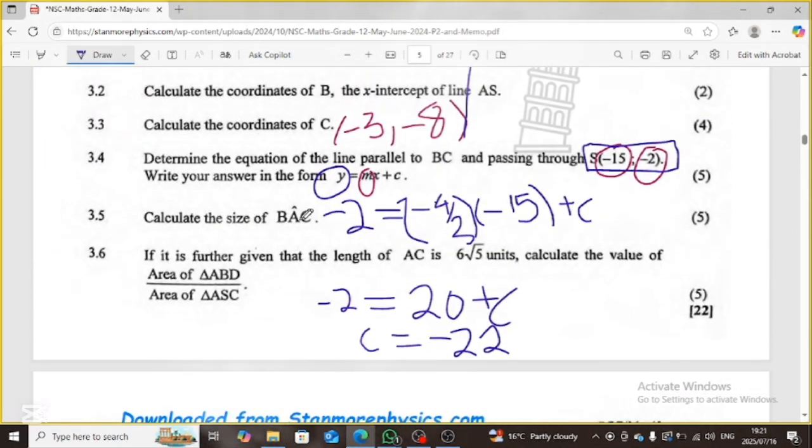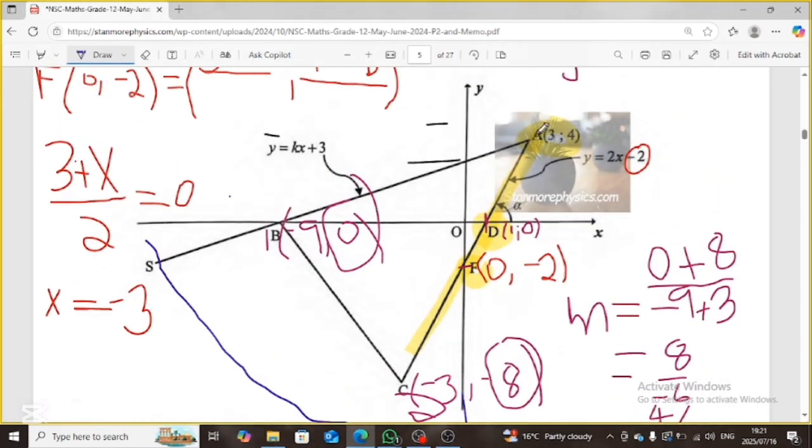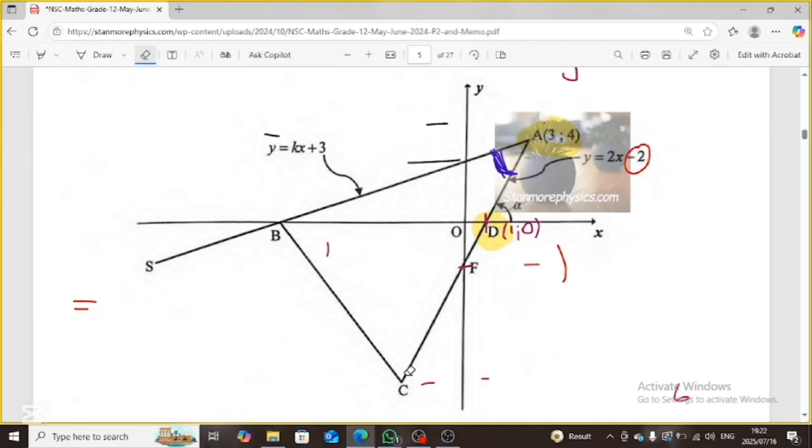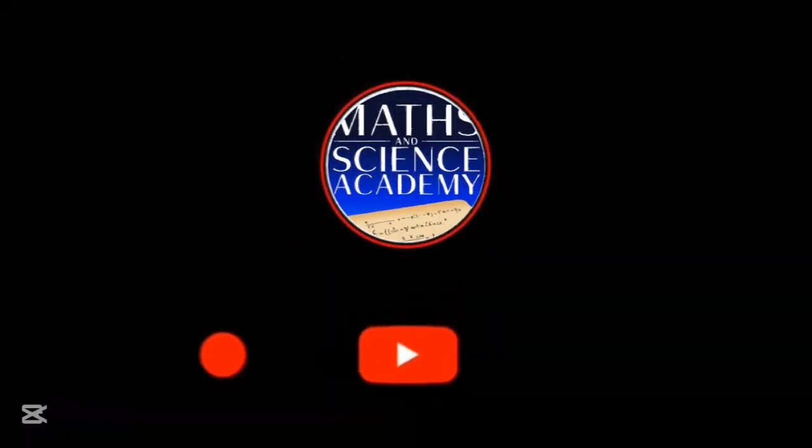Question 3.5. We are supposed to calculate the size of angle B at C. Try this question on your own. Don't fail to try. Pause the video and give it a try.